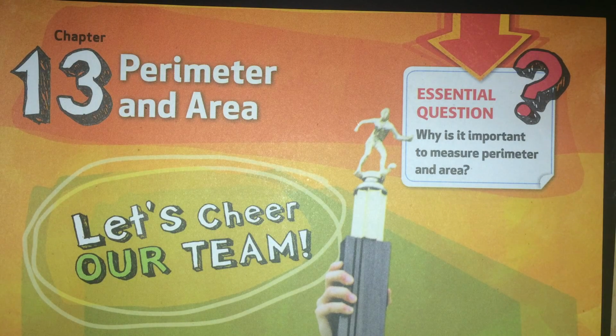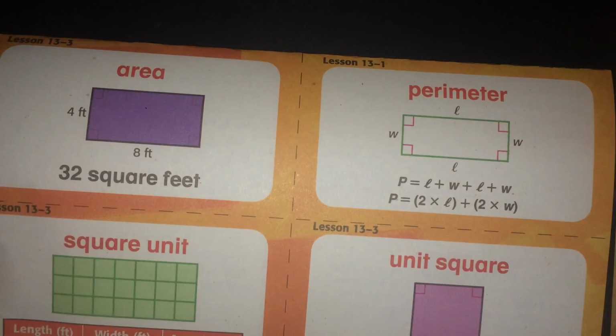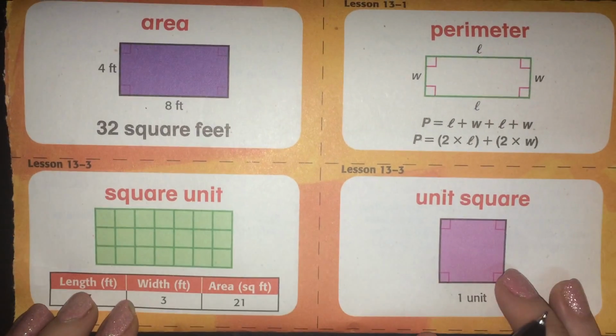Welcome to Chapter 13, Perimeter and Area. The essential question for this chapter is, why is it important to measure perimeter and area? Let's take a quick look at the vocabulary words for this chapter before we get into Lesson 1.